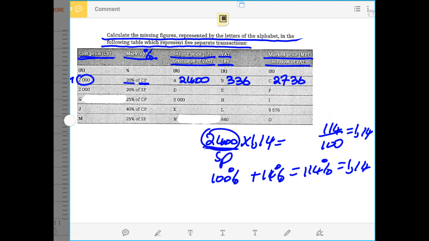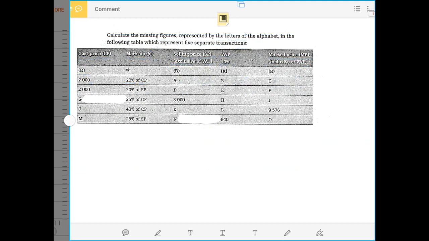Then the next one will be the calculation of... let me just replace these figures. This is 2,400, just remove everything. 336, this will be 2,736 rands, and this is 2,850, and this is 350, and this is 2,500. Sorry to delete.